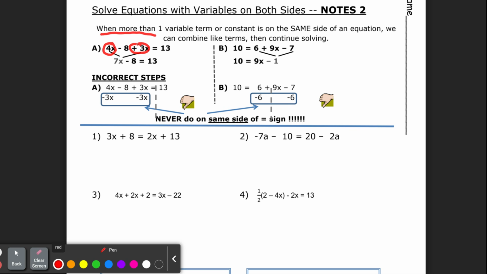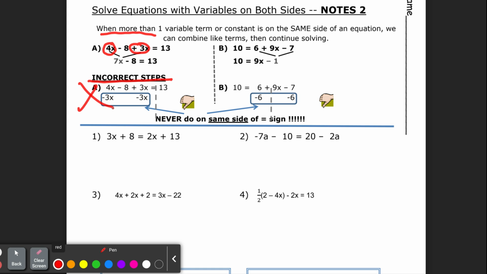Now, what we have seen in past years is that once we get to this point, you see the incorrect sign right here? People want to try to subtract the variable terms from each other that are on the same side. You don't do that. If you're going to get rid of something, you're going to get rid of it on one side of the equation and then also on the other, not on the same side. So this is incorrect. Do not do it that way.